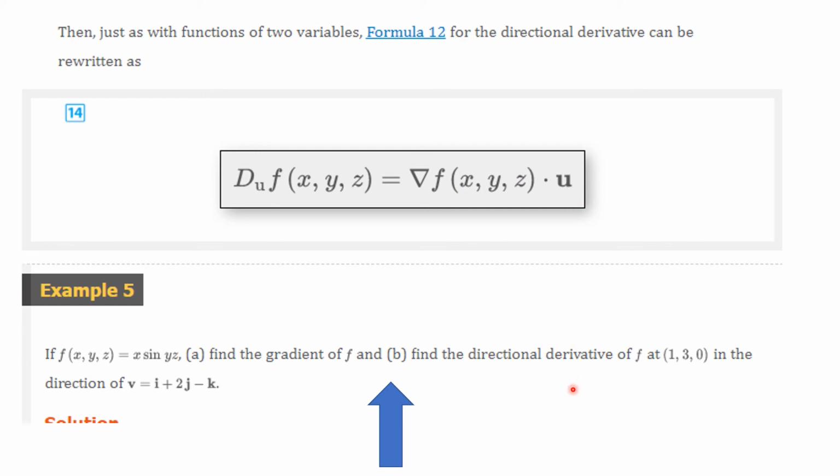Why don't you practice that on this example? Here you have f of xyz is x times sine of yz. You define the gradient and the directional derivative at a specific point in the direction of this vector. You know what to do. Let's see how you did.